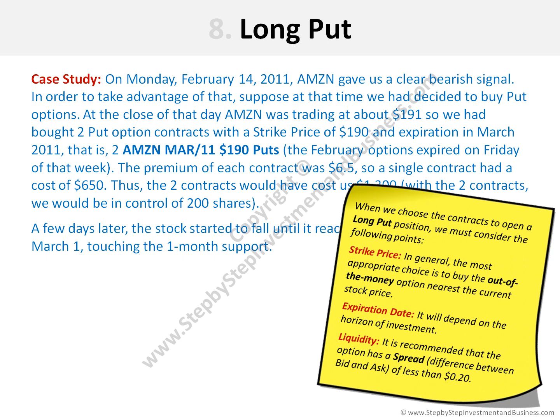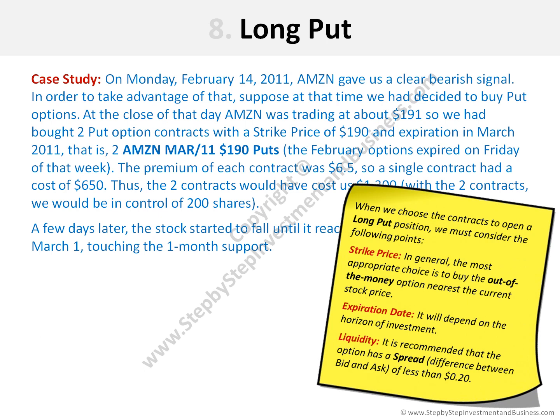It is important to mention that when we choose the contracts to open a long put position, we must consider the following points: strike price, expiration date, and liquidity. With respect to the strike price, in general, the most appropriate choice is to buy the out-of-the-money option nearest the current stock price.